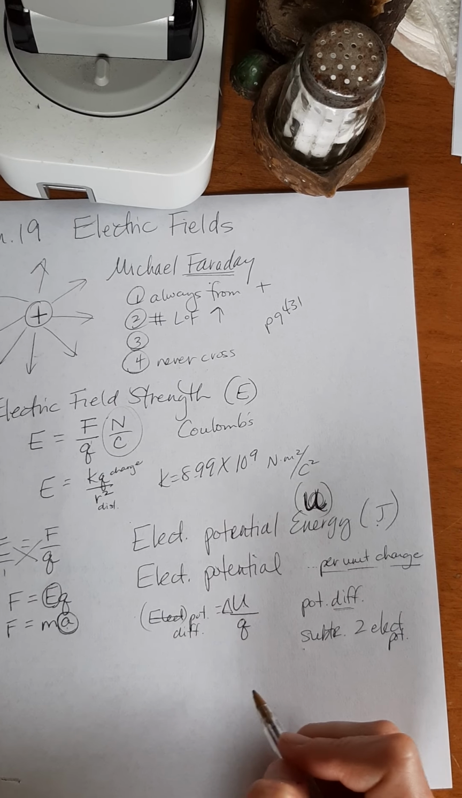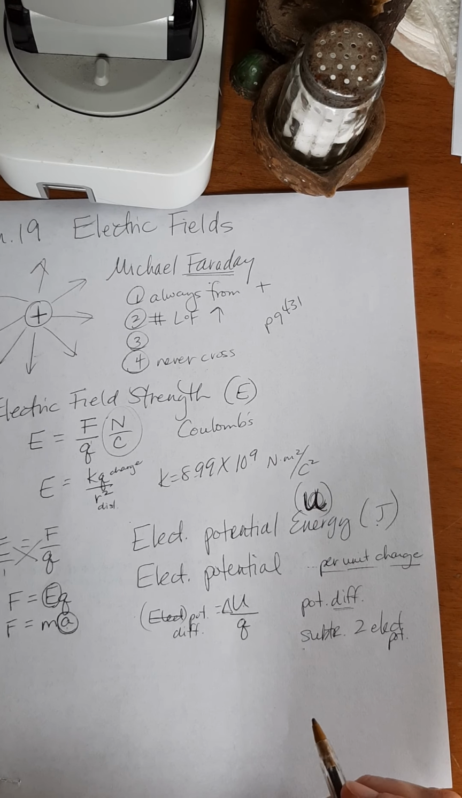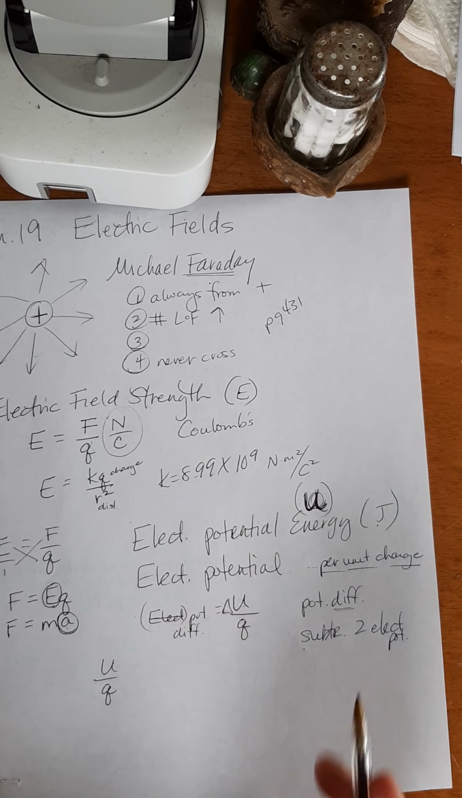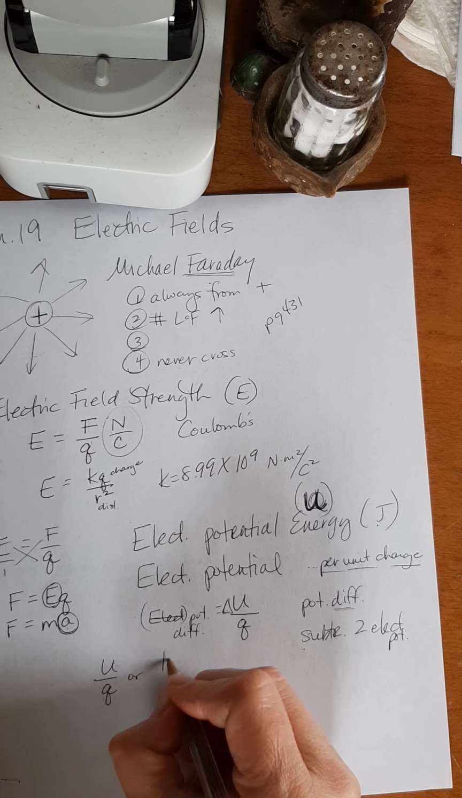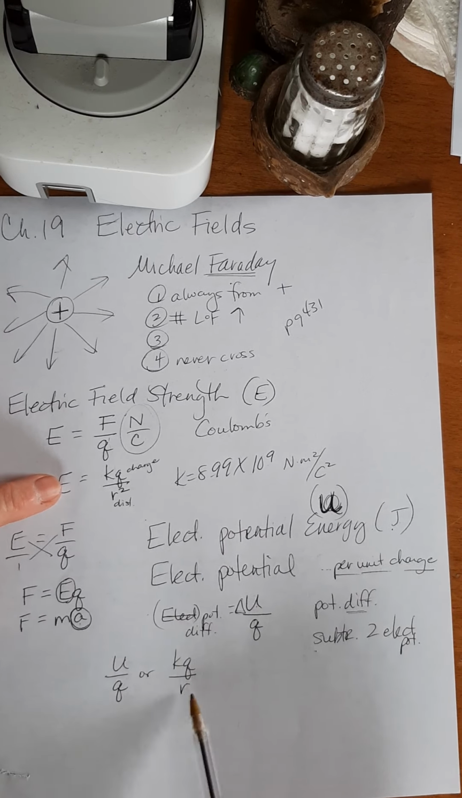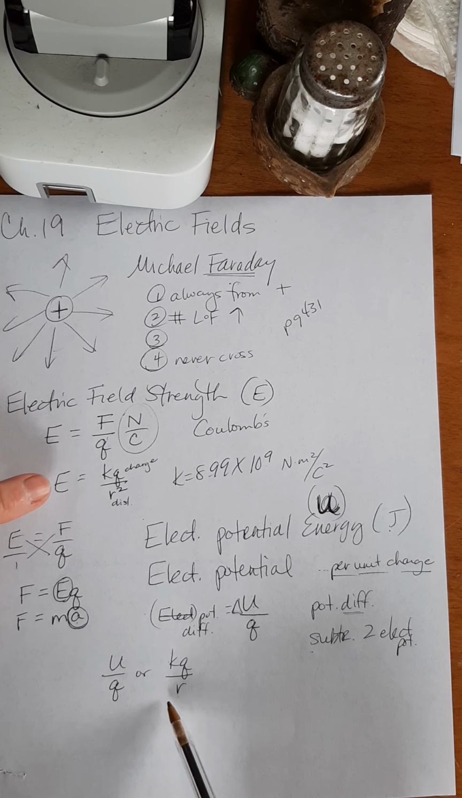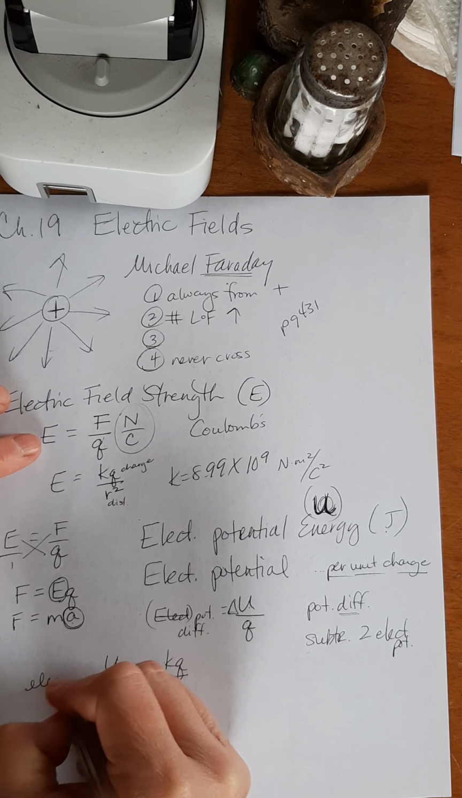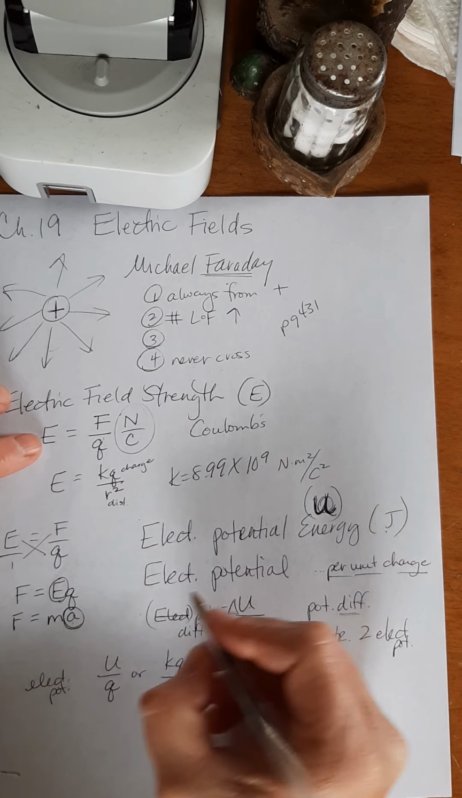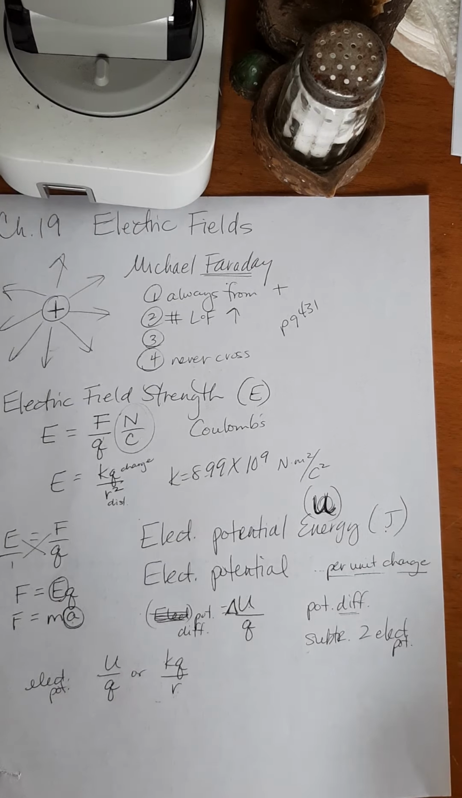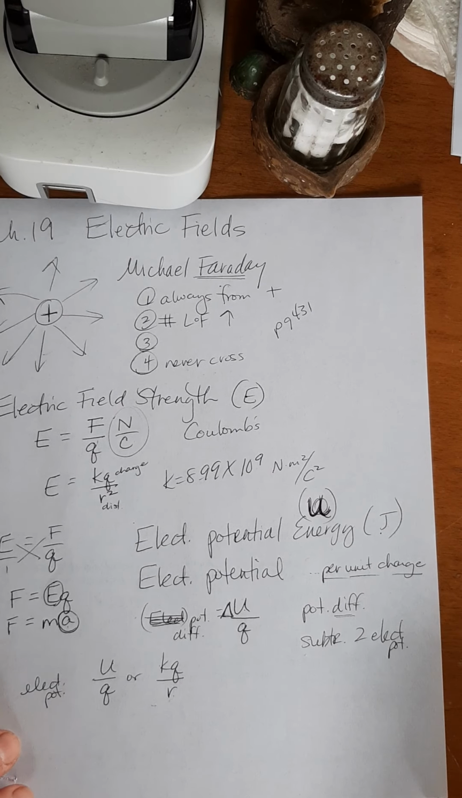Now, potential difference, its formula, of course, U over Q, because if they give you just one of the energies and Q, or something similar to electric field strength, kQ over r, so the only difference is the distance isn't squared. So those are for electric potential. And I'll leave that one potential difference, and I'll put the change in.